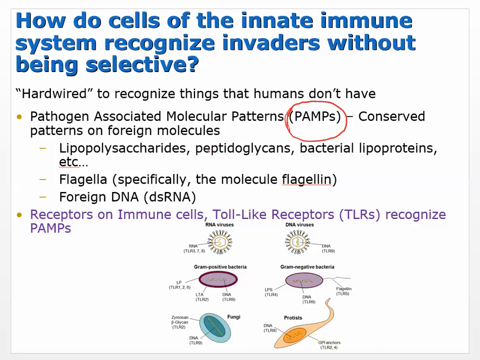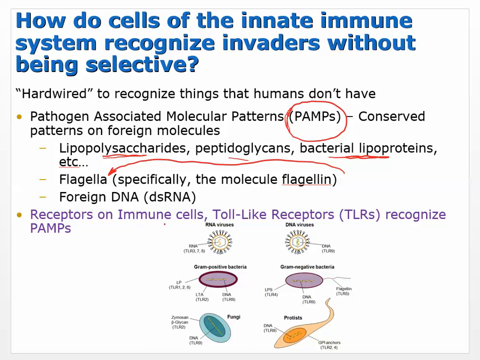So these are conserved patterns on foreign molecules. For instance, lipopolysaccharides, those aren't made by mammalian cells. Peptidoglycans, bacterial lipoproteins. Flagella, we don't have flagella except sperm, and sperm is separated from our immune system for that reason, because our immune system would probably flag it as foreign and destroy the sperm. So it's in a privileged area, the testes, and your immune response can't affect that. So foreign DNA, double-stranded RNA, single-stranded RNA, those kinds of things are also patterns that we wouldn't see in a normal human cell.